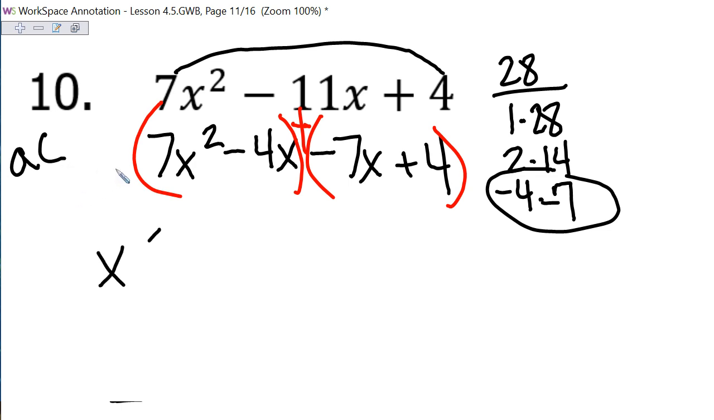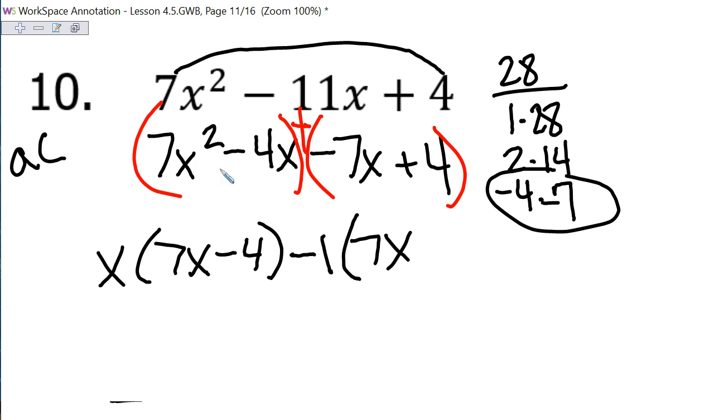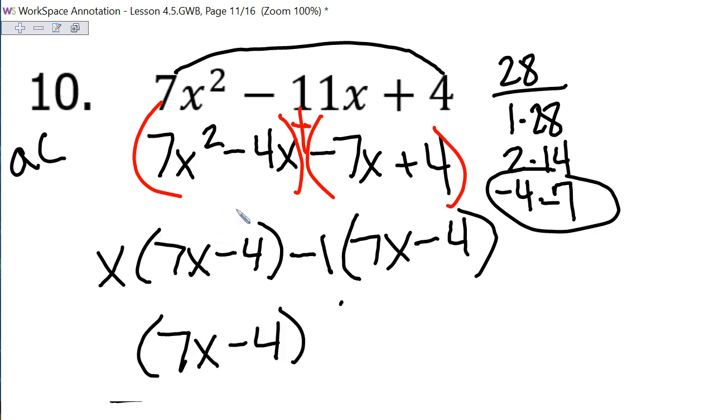X, and what goes inside the parentheses? 7x minus 4. For the second group, what's the GCF? 1, but if the first term in the group is negative, that means your GCF is negative, so this needs to be a negative 1. So negative 1 times what gives me negative 7x? 7x. So negative 1 times what gives me 4? Negative 4. So what's one of the answers? 7x minus 4. What's the other answer? X minus 1.